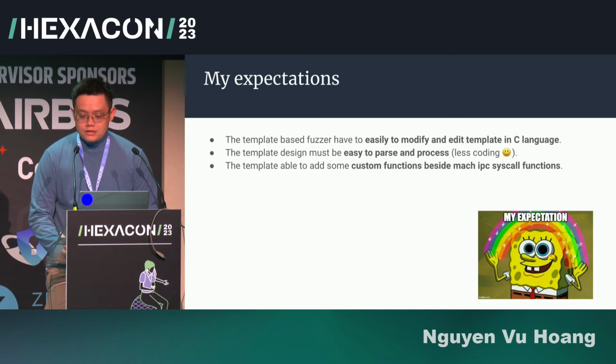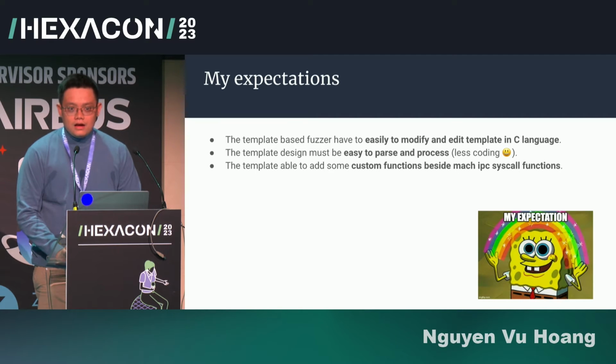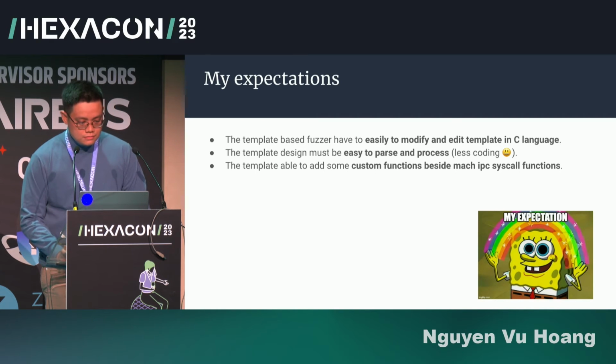Secondly, the template should be easy to process in Python to reduce the coding time, so that I will have more time to focus on the targets. And lastly, the template should allow me to add some custom functions besides the original Mach IPC syscalls, to reduce the error cases and to fix some code coverage.